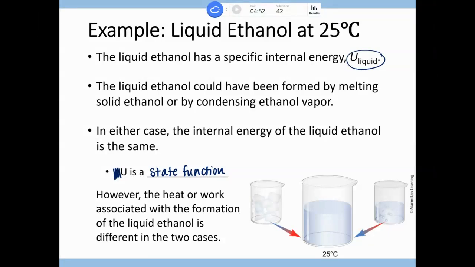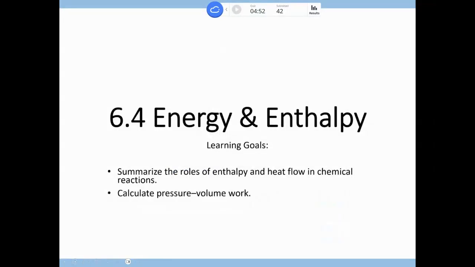Okay, so we'll use this idea that internal energy is a state function in our future equations. We're ready to go to 6.4, where we are going to talk about energy and enthalpy. Enthalpy is more commonly reported for chemical reactions, so we'll talk about enthalpy change.